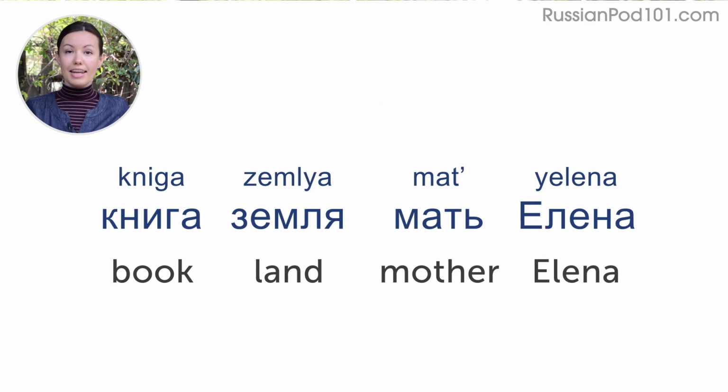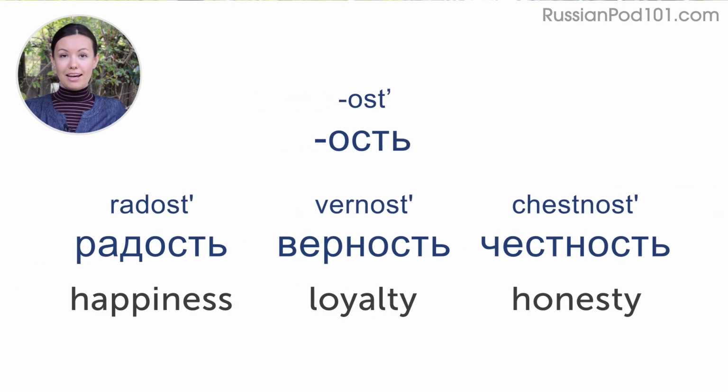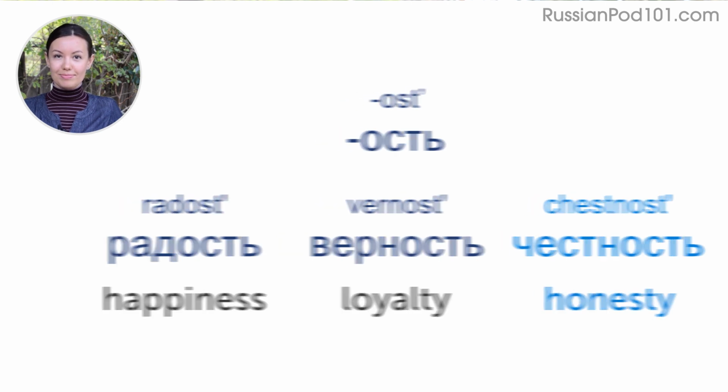Feminine nouns, names included, usually end with either a vowel or a soft sign. For example, книга, book, земля, land, мать, mother, Елена, that's a Russian female name. And feminine nouns usually have the suffix ость. Радость, happiness, верность, loyalty, честность, honesty.